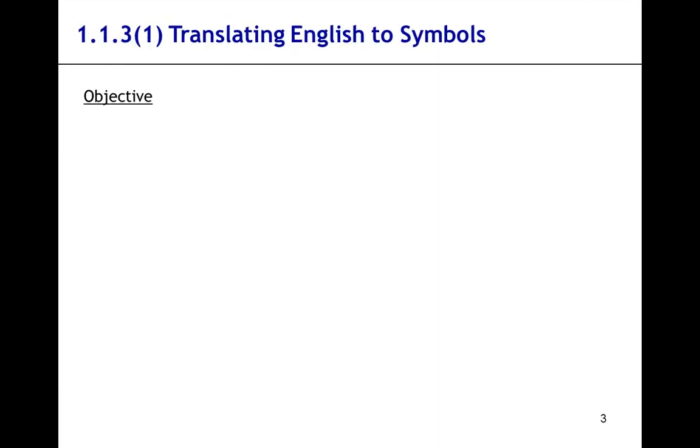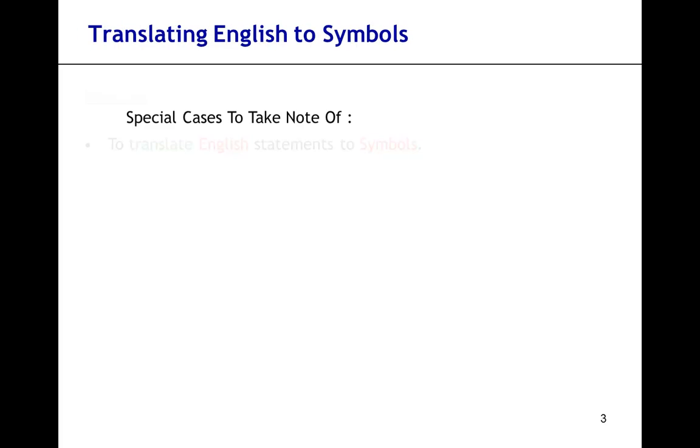In this subsection, we'll learn to translate English statements into compound statements which are in symbolic form. We'll go straight into the translation of English sentences to symbols, but just a couple of special cases to take note of. A sentence in the form of P but Q is taken to mean P and Q in logic. For example, if I say, I am poor but happy, then I really mean I'm poor and I'm happy.